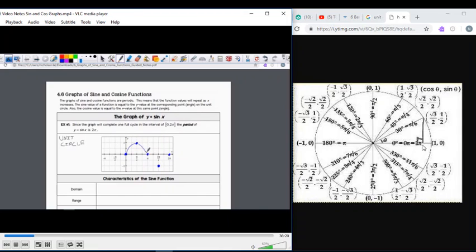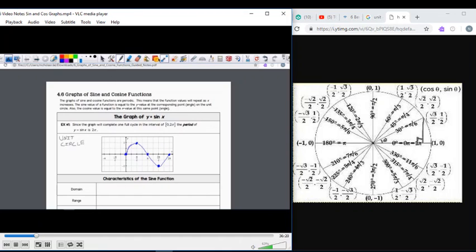And then it's just a matter of drawing a very smooth line, which kind of represents what's happening to the y value on the unit circle as we go from 0 to 1, 1 to 0, 0 to -1, and -1 to 0.